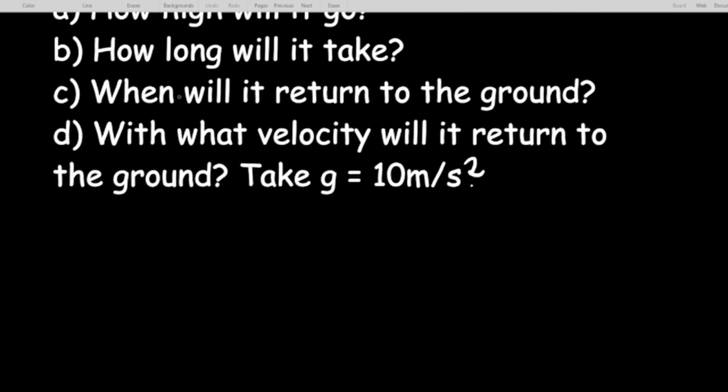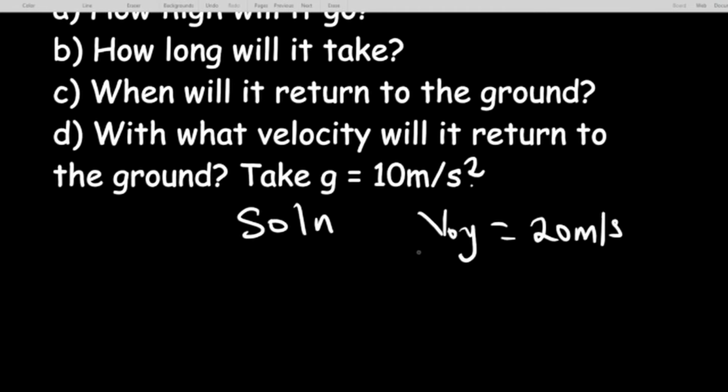Okay, let's solve this question together. So we say solution. We collect our data. The initial velocity, which is v naught y, the initial velocity in the y direction, equals 20 meters per second. So this v naught y simply means the initial velocity in the y direction. Our g, which is acceleration due to gravity, is 10 meters per second squared.